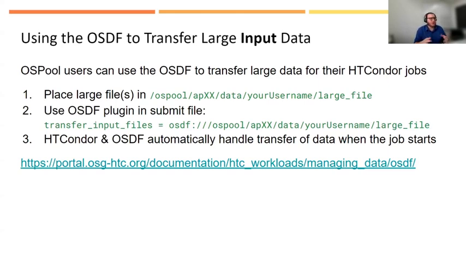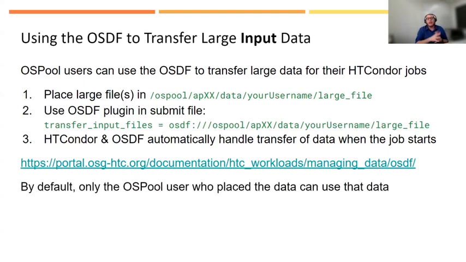And it talks a little bit more about the system and some of its limitations, or what its capabilities are, a better way of saying that. And I'll note here, with this default setup, only the OSPool user who placed the data will be able to use that data, unless we've worked with you to come up with some different scheme. This is the default. So that also means that in the system of caches, where the job actually executes, only your job will be able to access the data in that cache or in the original location of the data.